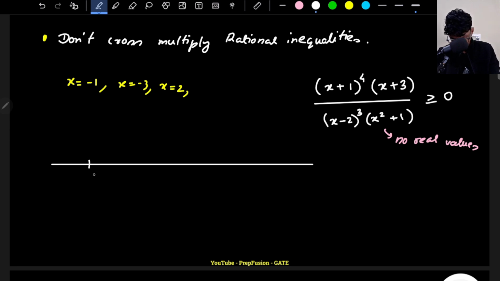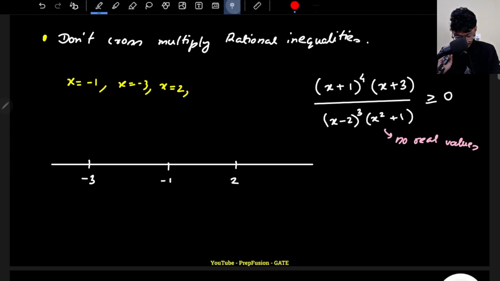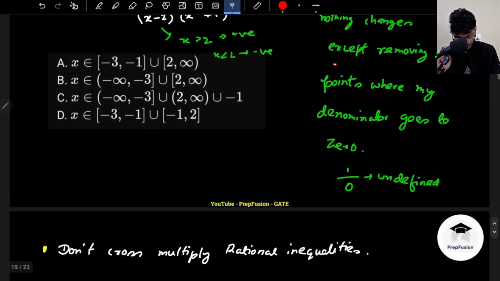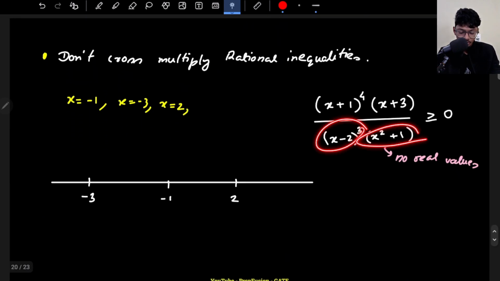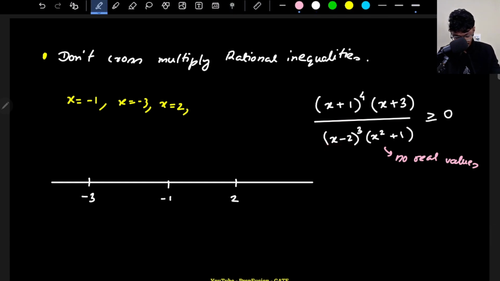One is at minus 3, one is at minus 1, another one is at 2. Okay, so one more important thing you have to note is, as I explained here, you have to remove the points where the denominator goes to 0. Yes, this is a critical point, but my denominator is going to 0 on this critical point, at x equal to 2. So how will I mark it in the number line?